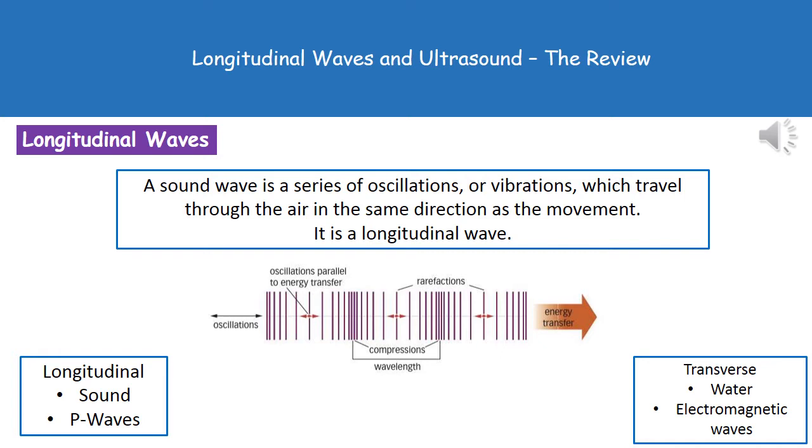So do remember those two labels, because they do like to ask you to label them on a diagram every so often. In addition to that, they'd like to ask you what the wavelength is in a longitudinal wave, and that's just the actual distance between the centre of one compression to the centre of the next compression. We should remember that examples of longitudinal waves would be sound and P waves, which hopefully we remember from our topic in core science on earthquakes.